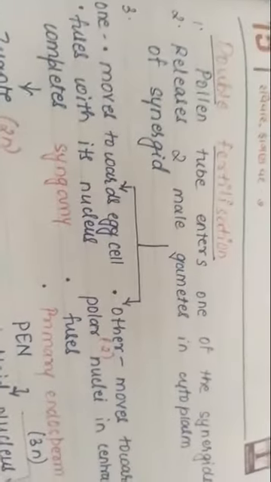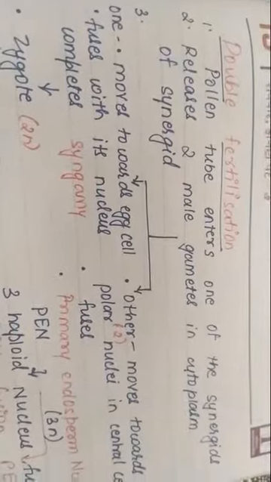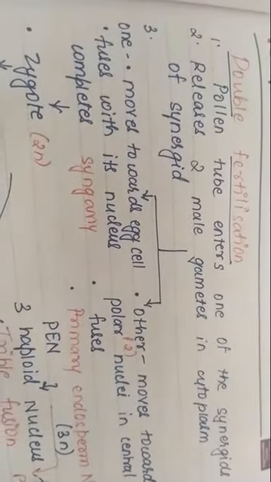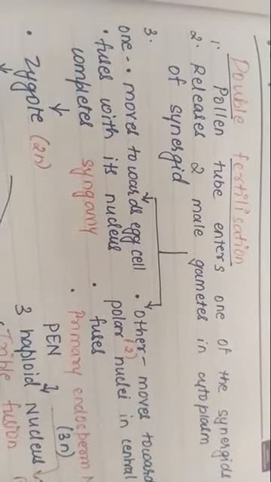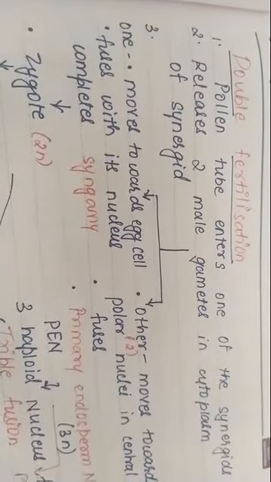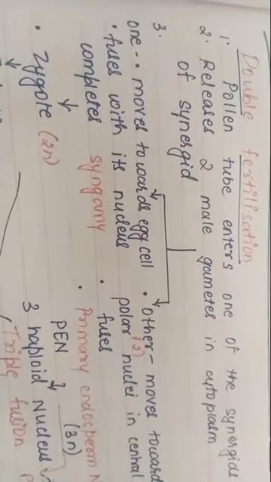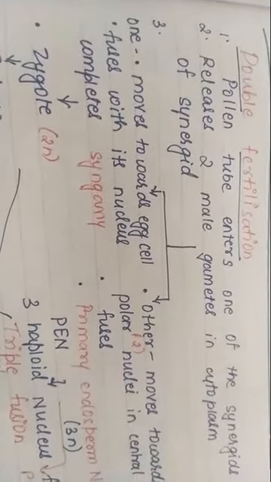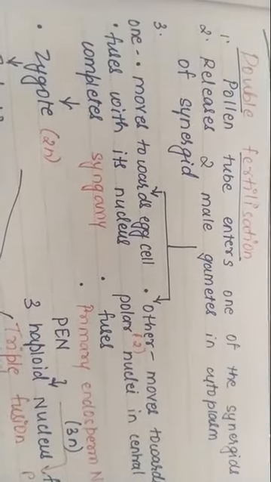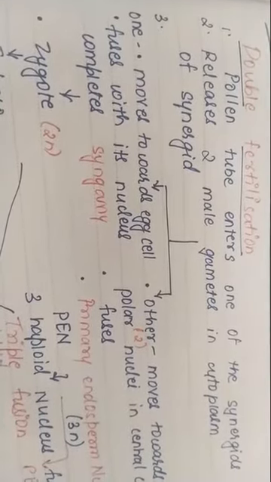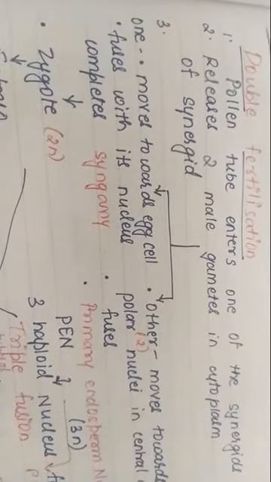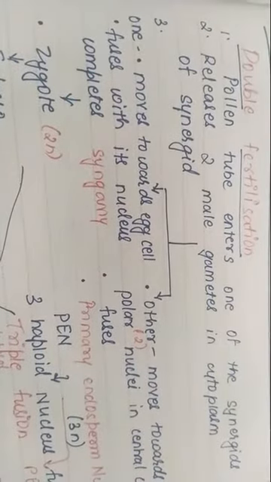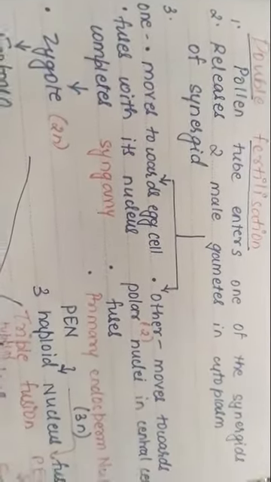Let's start. Pollen fertilization. We have already studied about pollen pistil interactions. When compatible pollen lands on the right kind of stigma, it germinates and the pollen tube is formed. Now this pollen tube enters one of the synergids. Let me show you the same situation here.